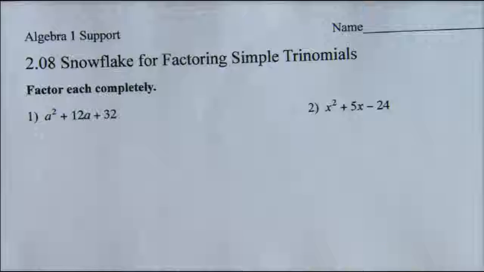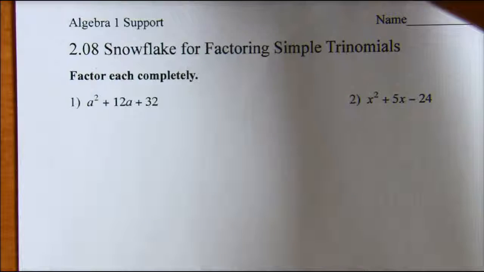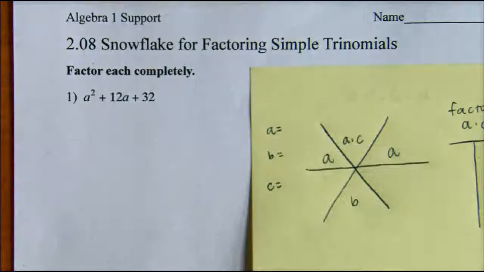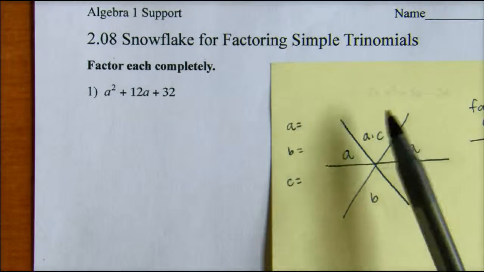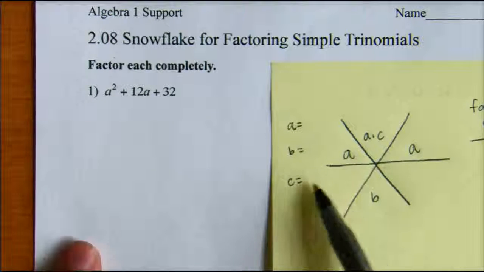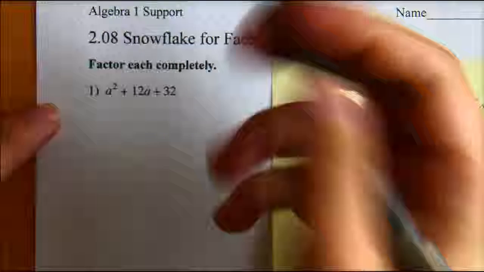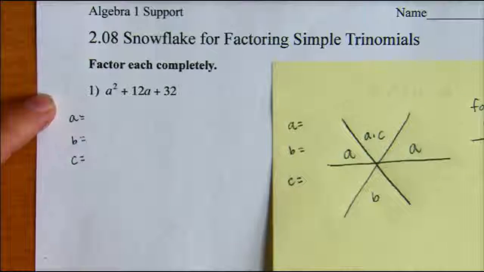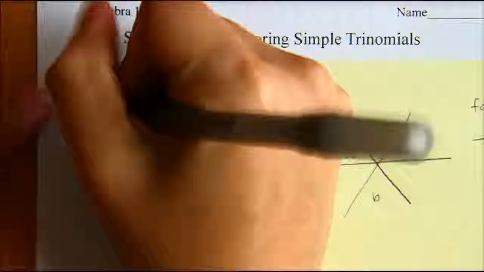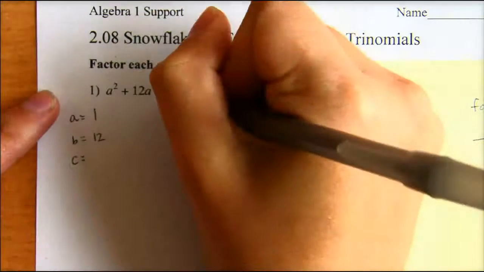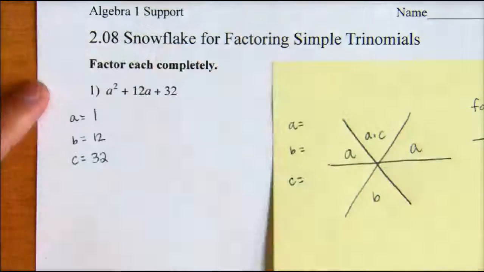So let's look at number 1. I'm just going to pull the information that you have on your note card from last time over and off to the side. So my first step when I'm factoring using Snowflake is I want to fill out my Snowflake. So I'm going to start off by identifying what is A, what is B, what is C. In this case, my A value is 1, B is 12, and C is 32.